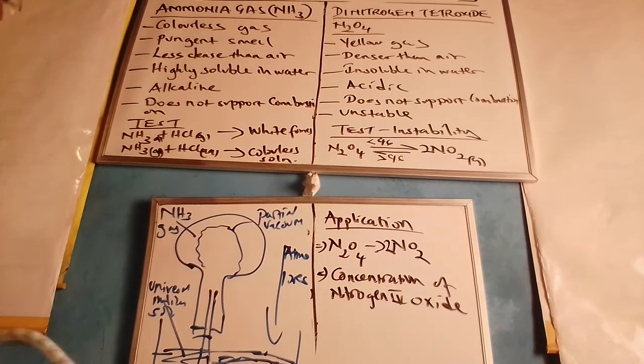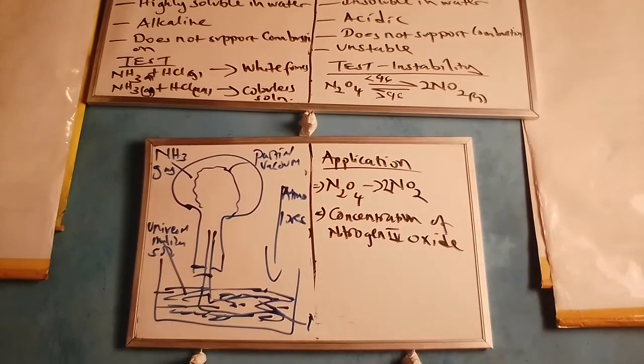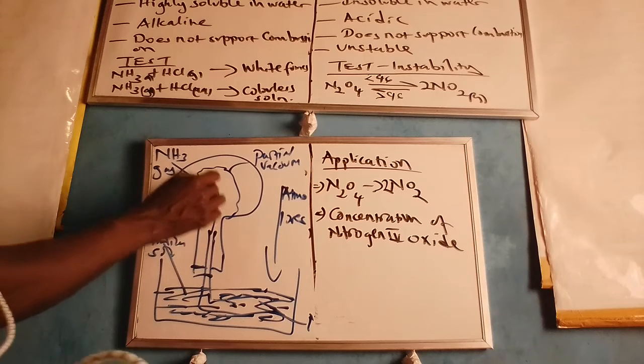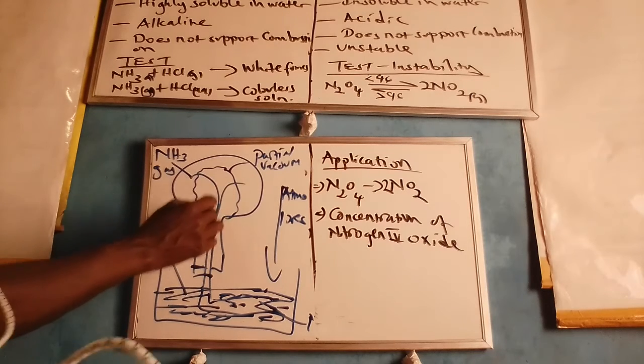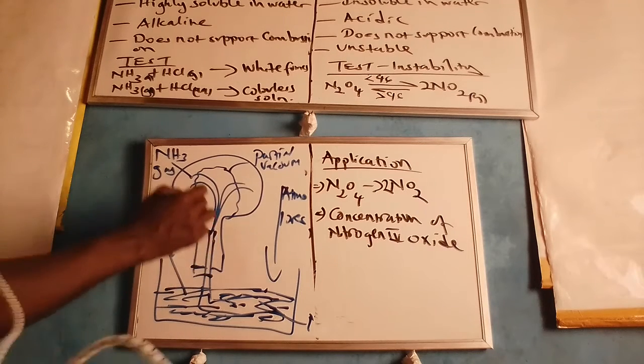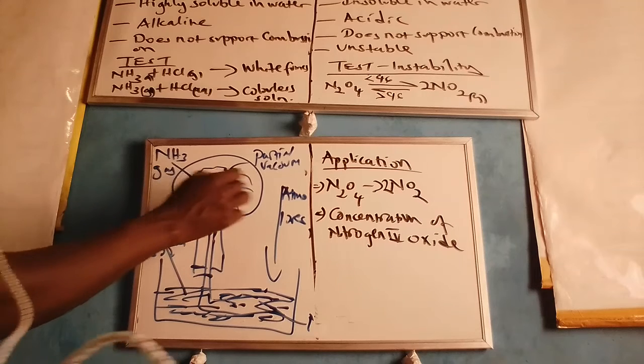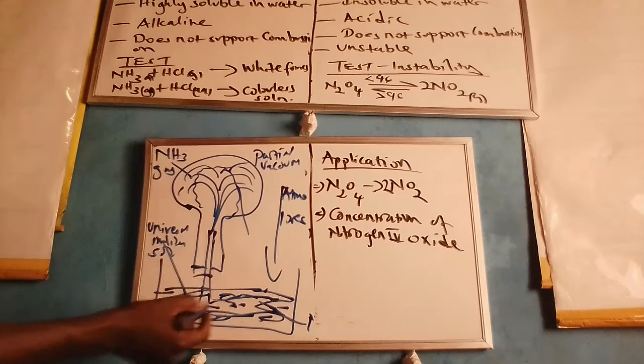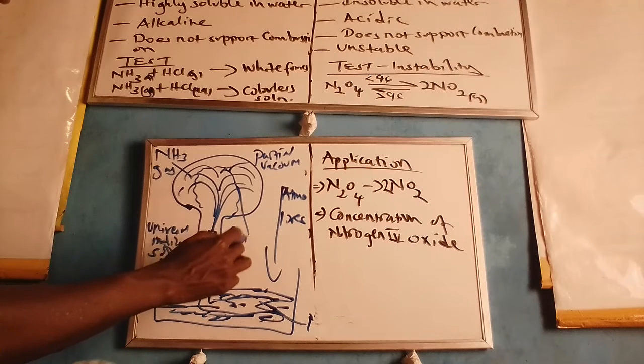Now, when we open the clip a second time, due to the presence of the partial vacuum, we realize that the indicator solution will come forcefully and find a vacuum. Now, the presence of that vacuum will lead it to the formation of a fountain. So we can test ammonia gas by what is known as the fountain test.